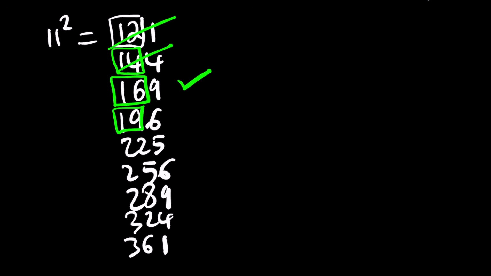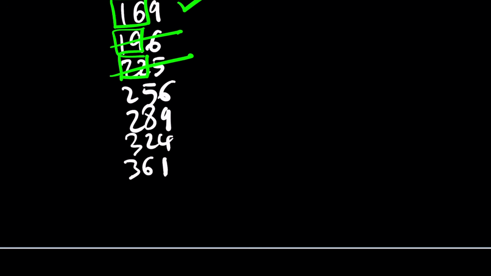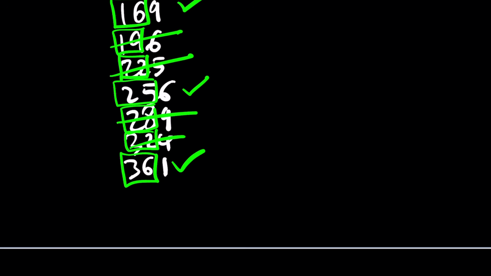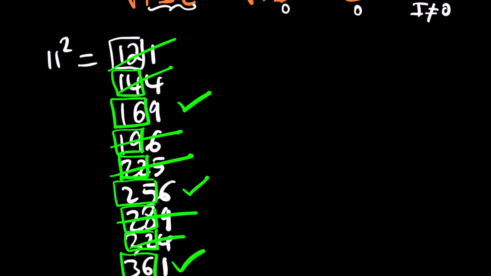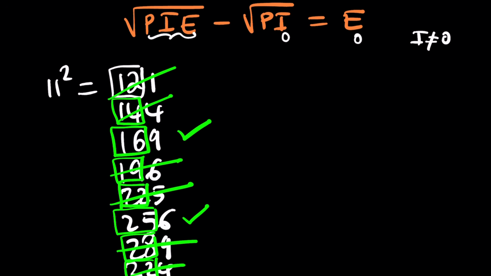How about 19? Nope. 22, that's what I meant, 220. Nope. 25, yes, this is a candidate. 28, nope. 32, nope. And 36, yes. So we have 3 candidates. Guess what we're going to do? We're going to test them because there's only 3 options, right? 3 choices. So if our number is 169, now take a look at this.